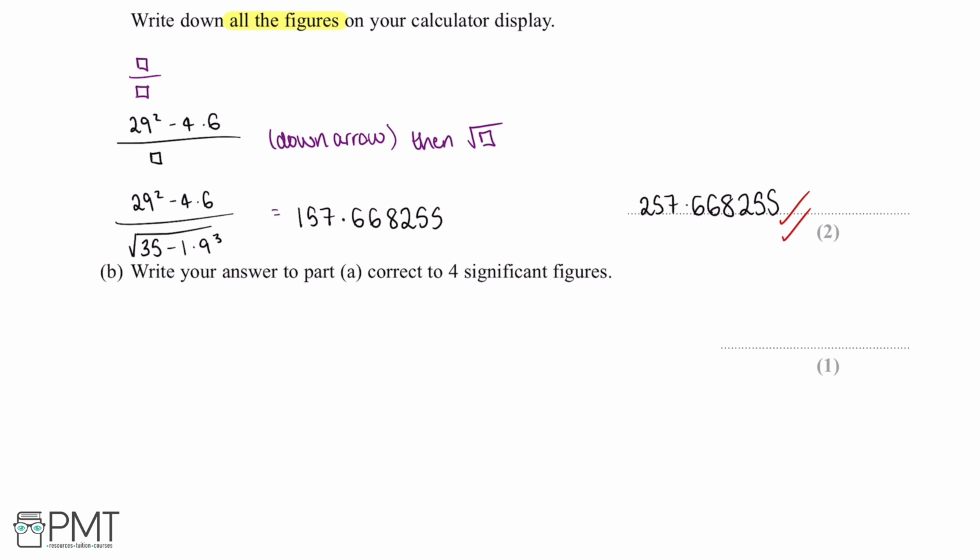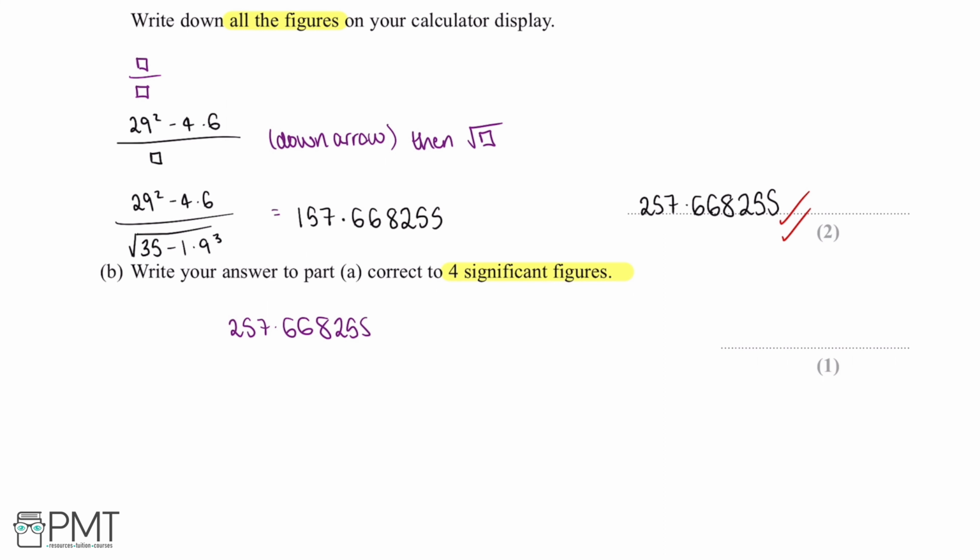Write your answer to part A correct to 4 significant figures. So our answer to part A was 257.668255. Now, because we want our answer to 4 significant figures, our first significant figure is this 2 here, the 5 is the second significant figure, 7 is the third, and then the 6 is the fourth significant figure.